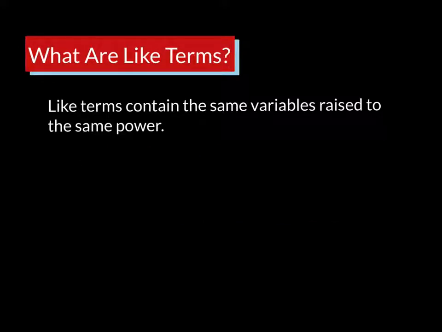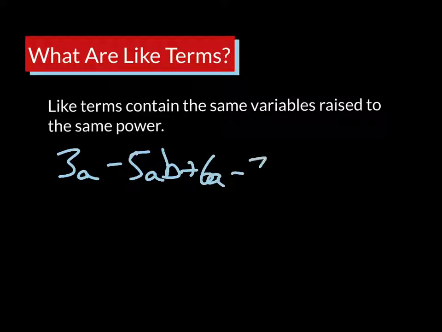But not all the terms in an algebraic expression are always like terms. So for example, say I have 3a minus 5ab plus 6a minus 7b squared plus 3ab minus b squared. Let's see which terms in this expression are like terms.